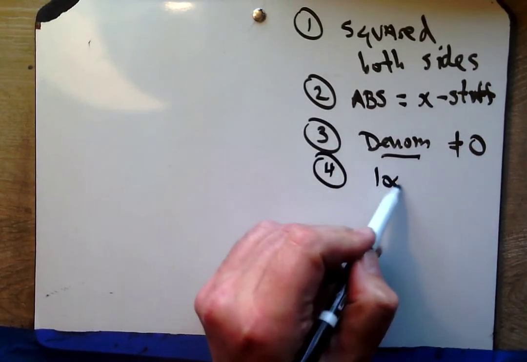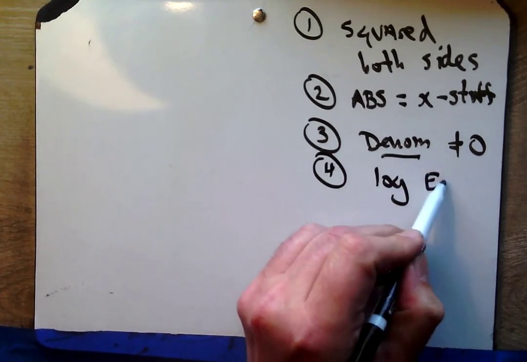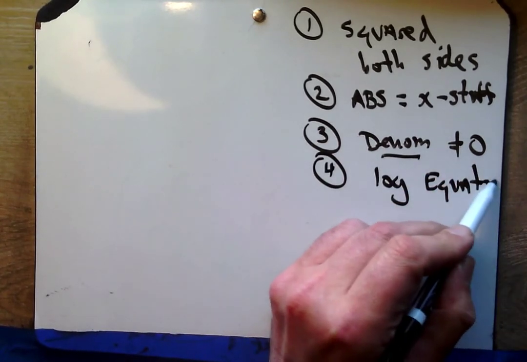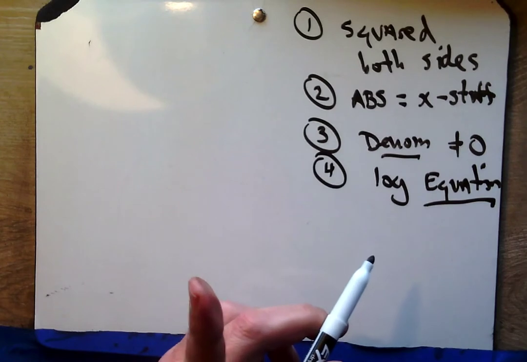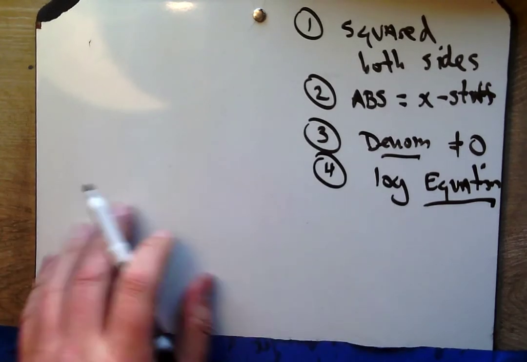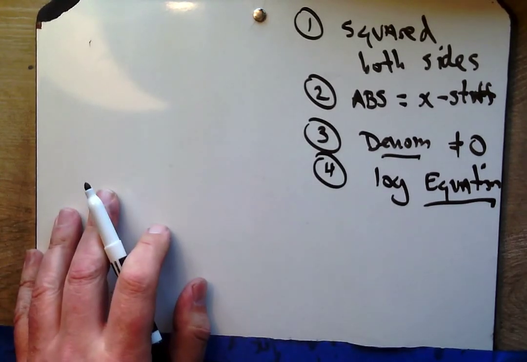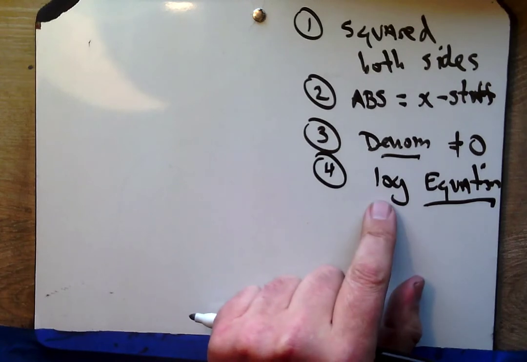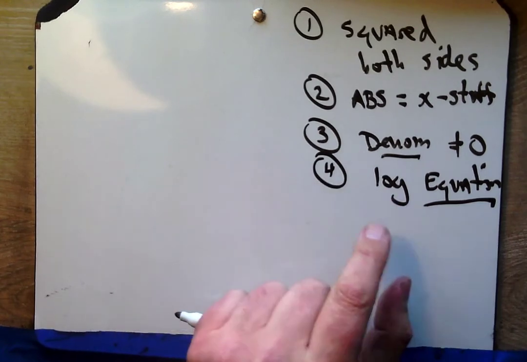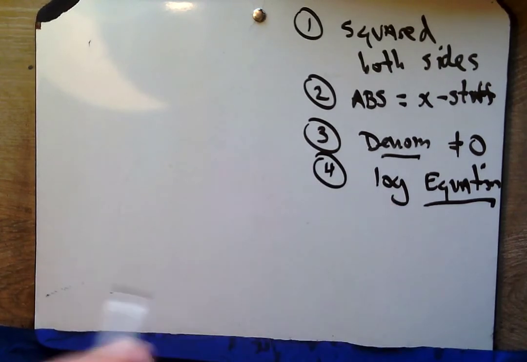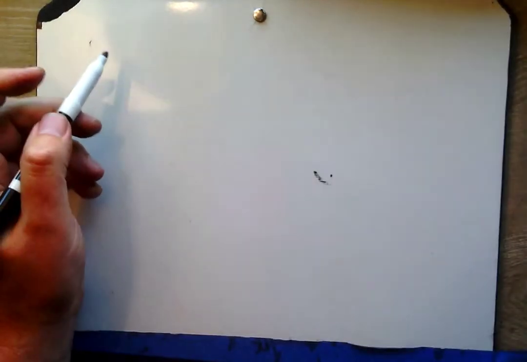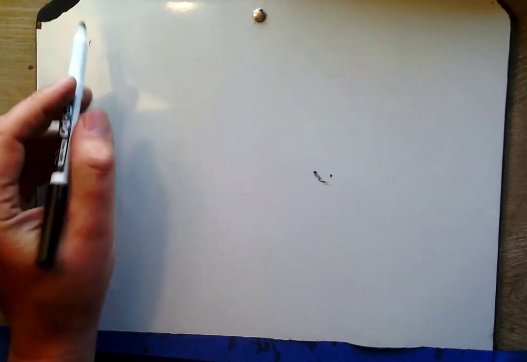4, log equations. Not the equation where I take the log of both sides, but just where I have logs from the start, like the last few problems. These are all must checks. Okay, please make sure you must check them. Next, how about this one?